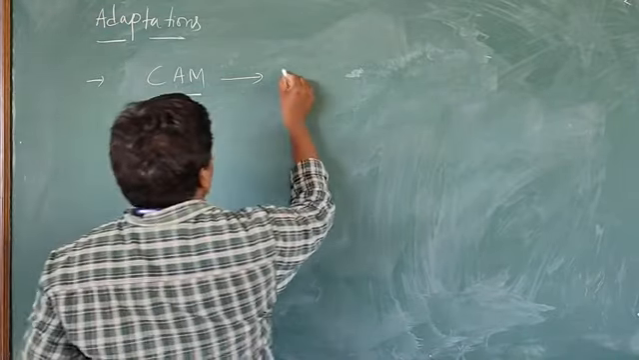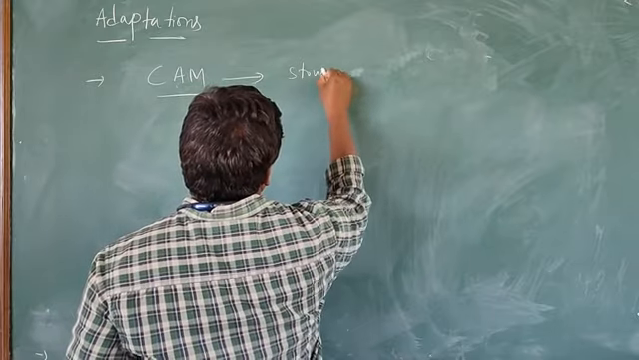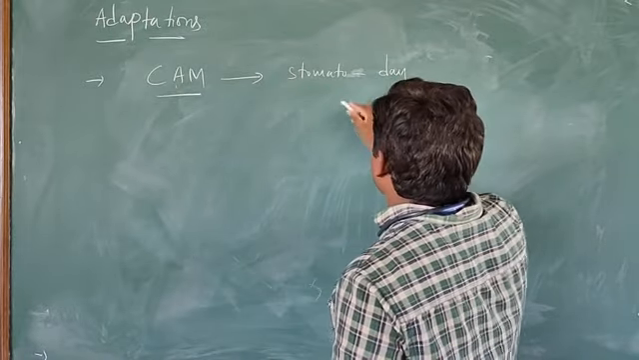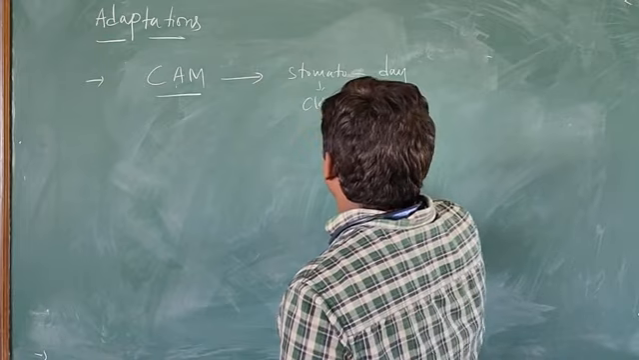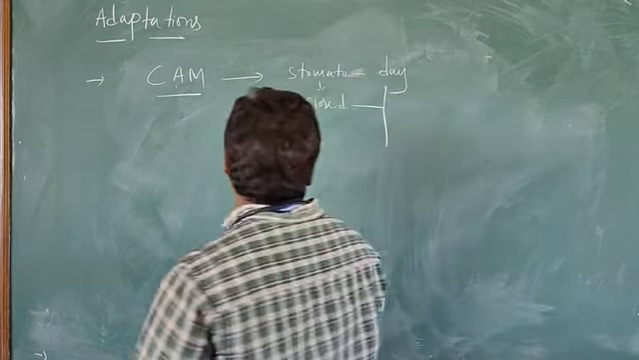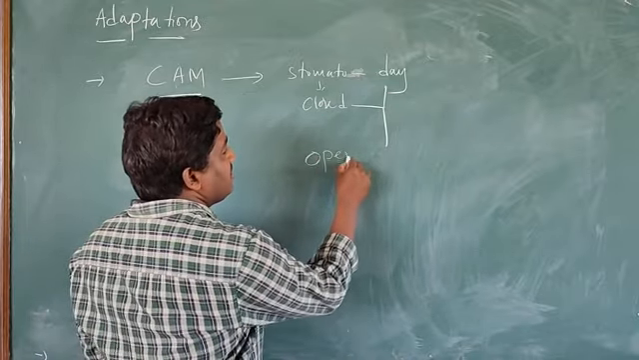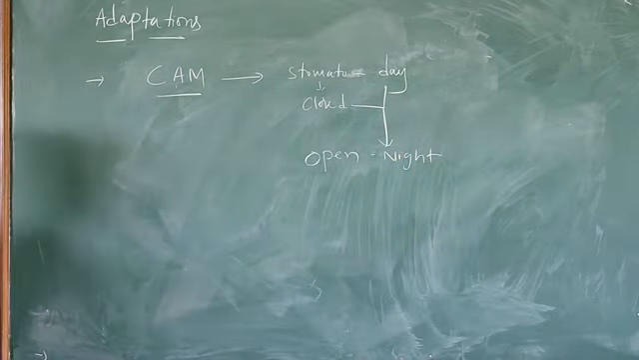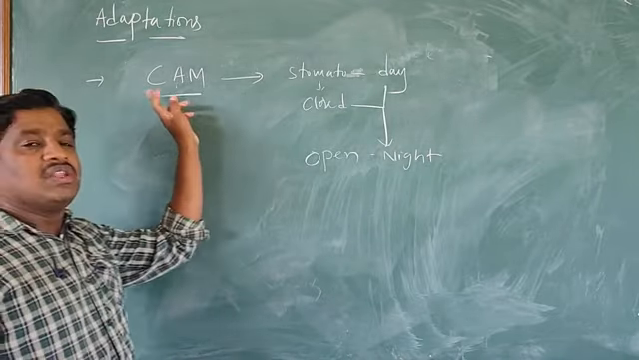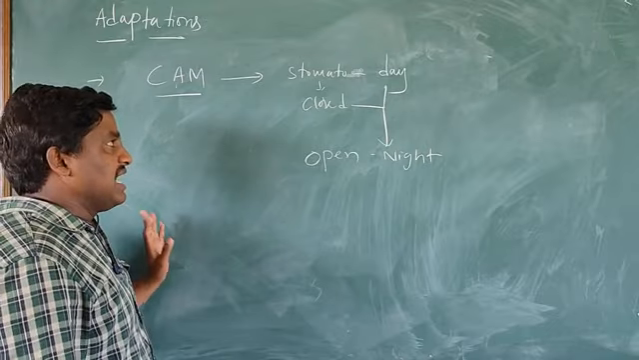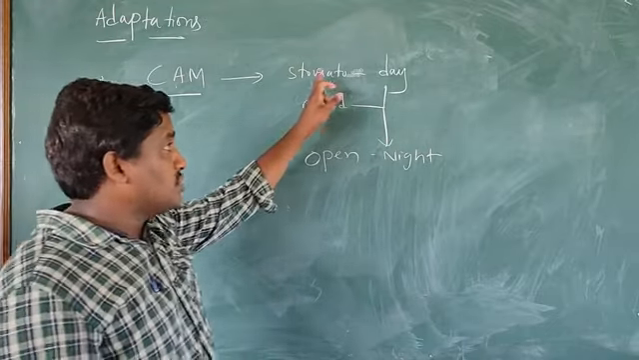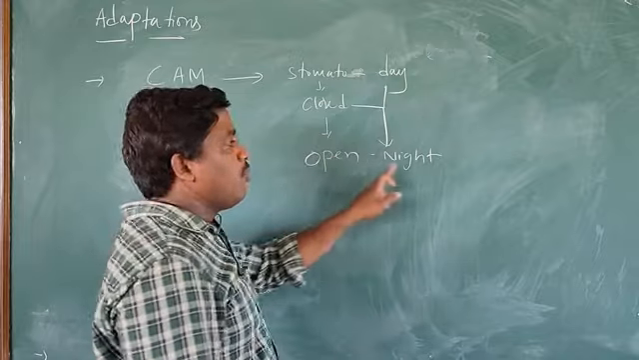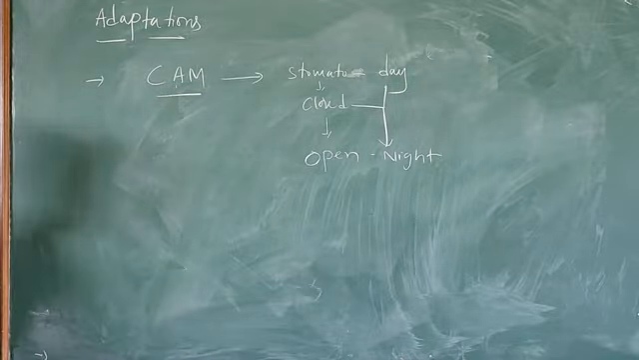So in these plants, the stomata are closed during the daytime, and the stomata will be open during the night time. Okay, so a special photosynthetic pathway, you can see some of the CAM plants, for example a cactus. In such plants, the stomata will be closed during the daytime and will be open at night time. So this is one of the special adaptations in these plants.